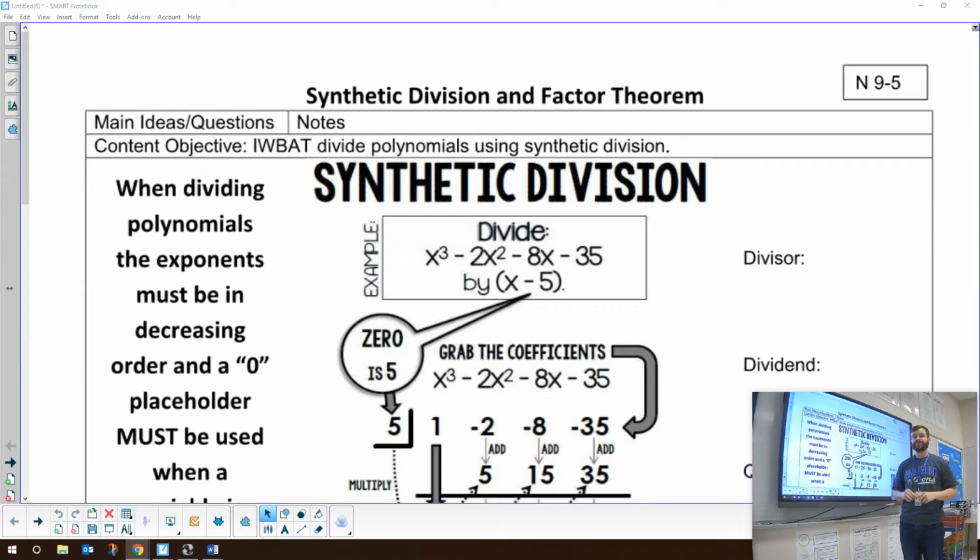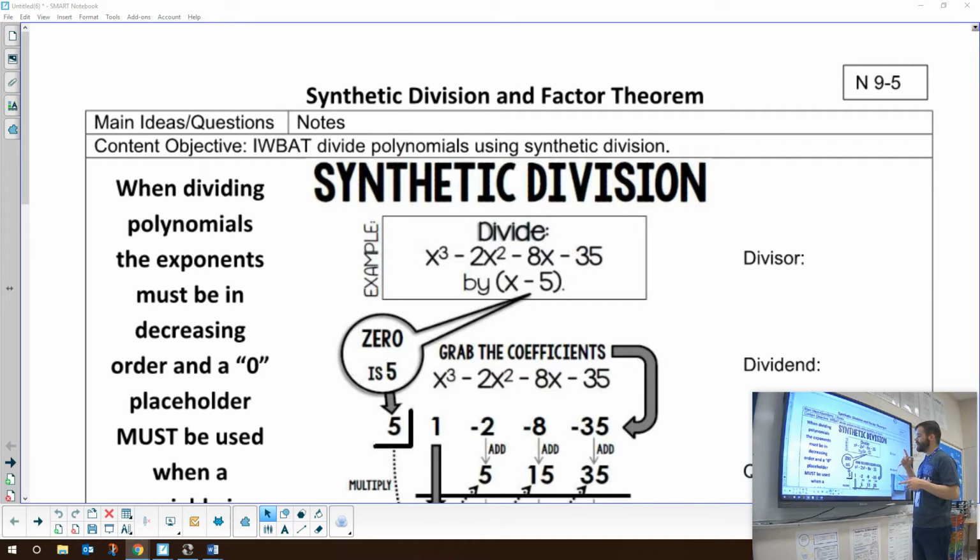Hey guys, today we are talking about division again. Just like we did last Friday, we are dividing some polynomials, but we're going to use what's called synthetic division, which is actually much simpler than dividing using long division. So it works really quickly, but there are some caveats.